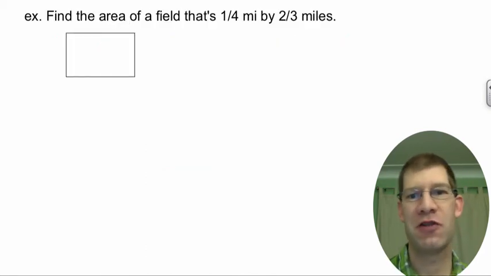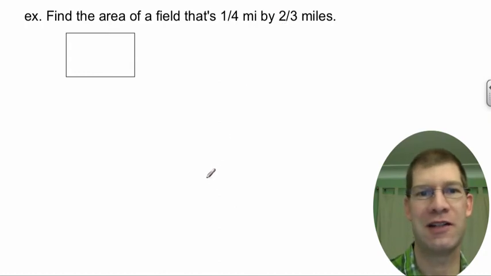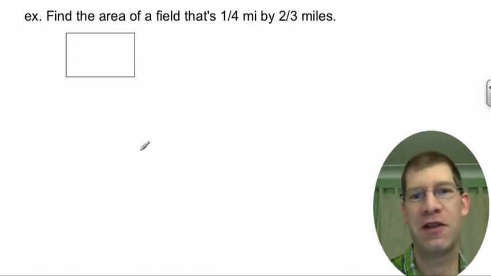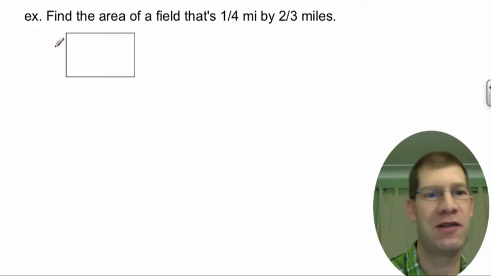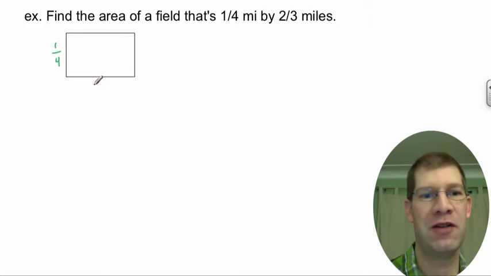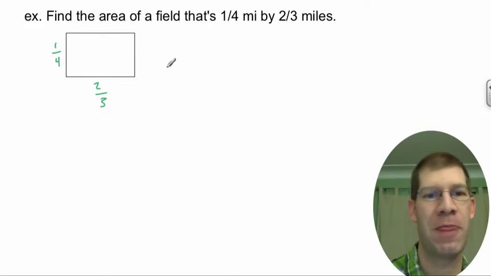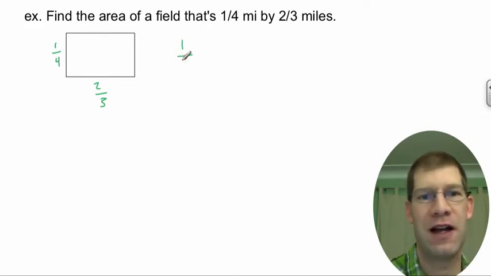Last one I want to do is a story problem. My fractions don't turn out quite like I'd like to see them, but it says find the area of a field that's 1/4 mile by 2/3 mile. For that, it's really just a multiplication problem like we've been doing. I could say this side here is 1/4, so that's the shorter side. This one here is 2/3. And to find area, maybe I should start by writing my equation. Area is going to be length times width. The order of the fractions really doesn't matter. So I'll do 2/3, my length, times my width of 1/4.